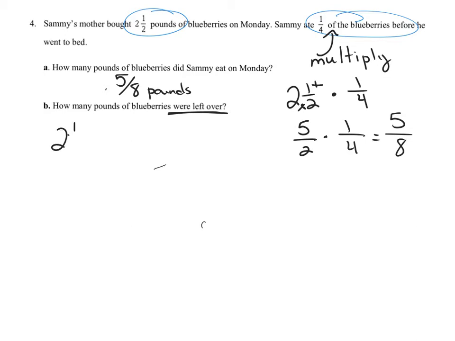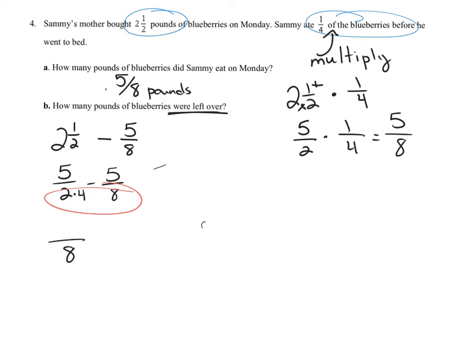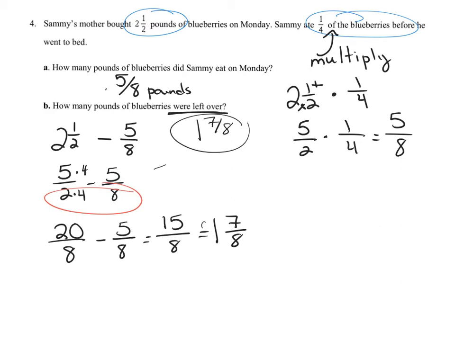So he had 2.5 pounds, but he ate 5/8 of a pound. So once again, you can make this improper and say, okay, I have 5/2 minus 5/8, but because these denominators are not the same, you cannot subtract. So we're going to make them the same. So I know I can multiply 2 by 4 to get 8. So I'm going to change this to 8. So I also need to multiply this by 4, which gives me 20/8, and I'm going to subtract 5/8, which leaves me with 15/8. And if I simplify that, that gives me 1 7/8. So that is how much blueberries are left over, 1 7/8.